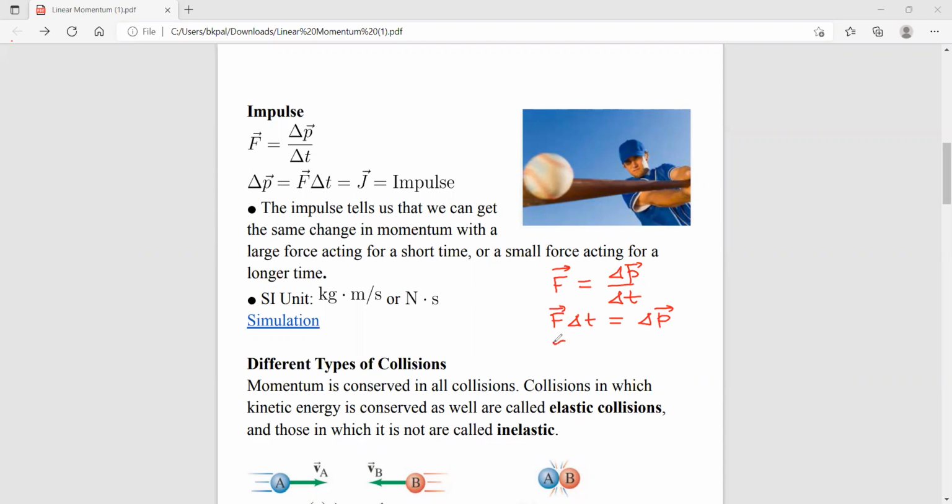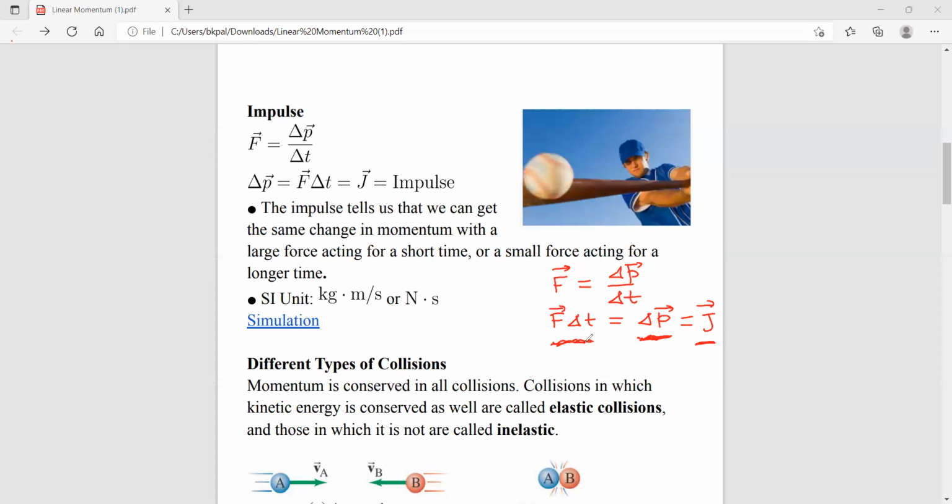This expression is called the impulse, and for impulse we use the symbol J. J for the impulse. It is a vector quantity because delta P is a change of momentum, and momentum is a vector quantity. Impulse is also a vector quantity. So impulse is equal to the change of momentum, or the force times delta t.